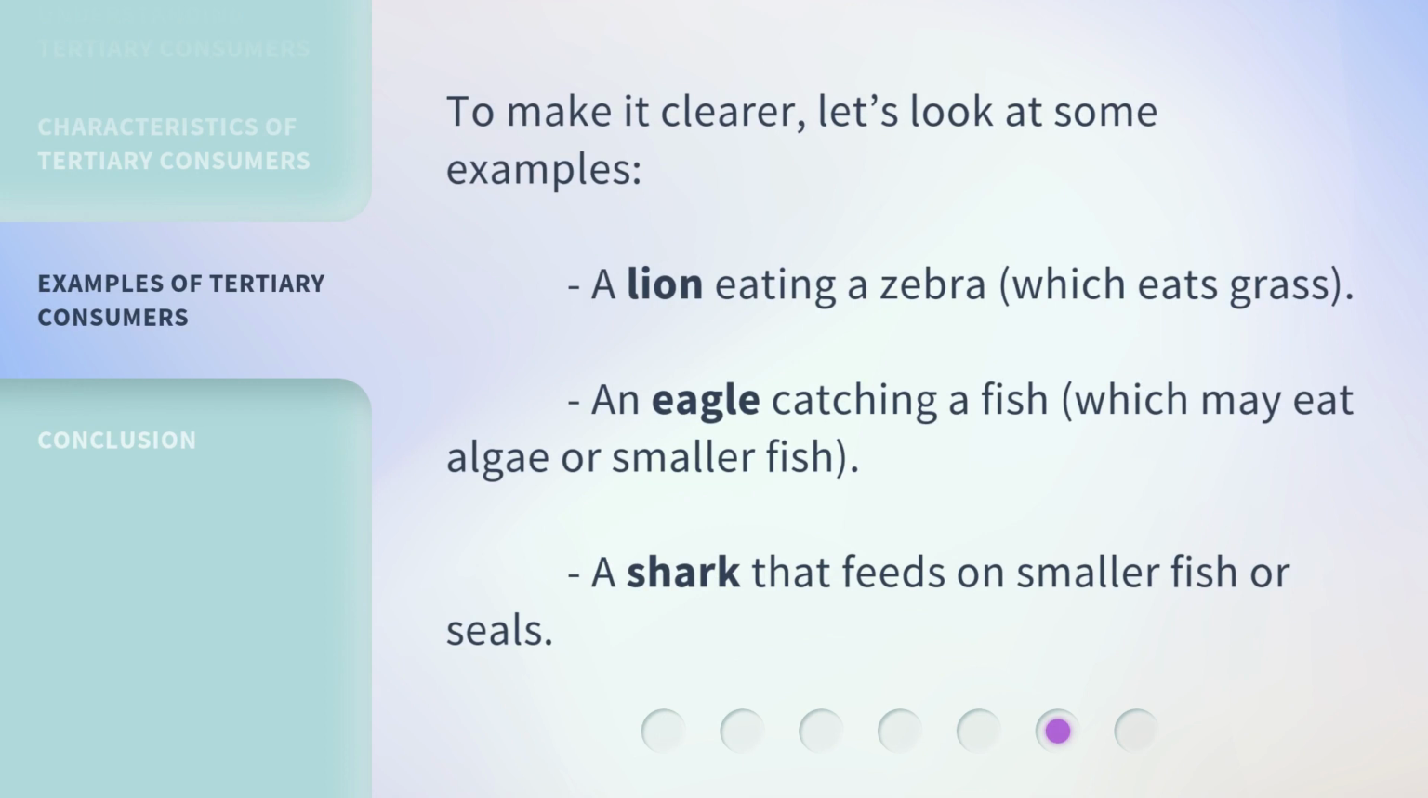To make it clearer, let's look at some examples. A lion eating a zebra, which eats grass. An eagle catching a fish, which may eat algae or smaller fish. A shark that feeds on smaller fish or seals.